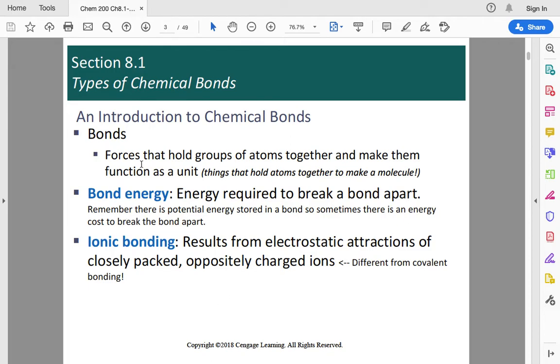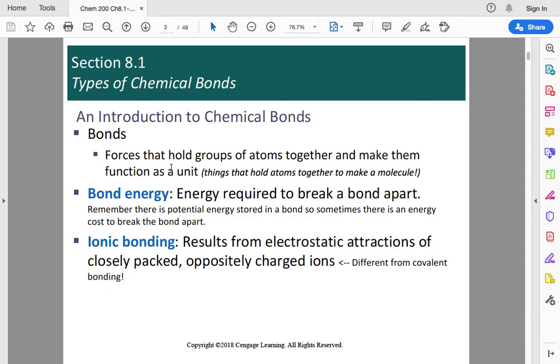All right, so really section 1 of this chapter deals with the concept of a chemical bond. So we kind of know what those are, right? The technical definition, as our book says, is a force that holds groups of atoms together and make them a functional unit. This is a really fancy way of saying the force that holds atoms making molecules together, right?